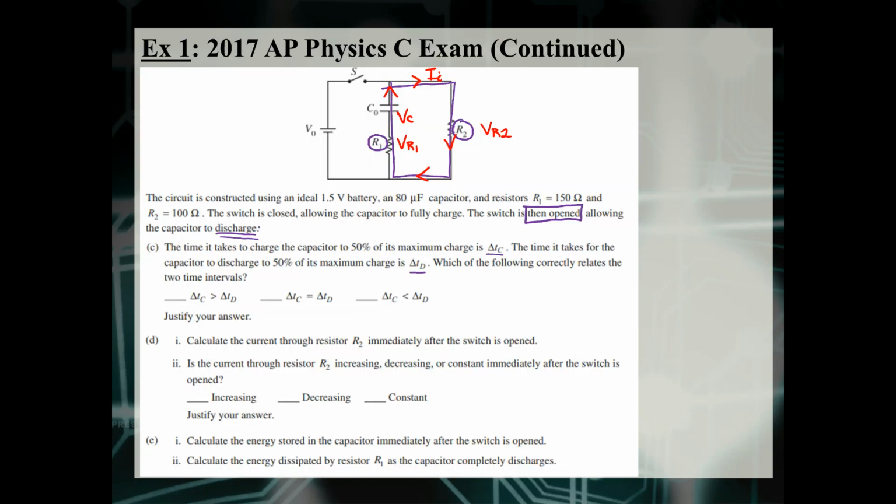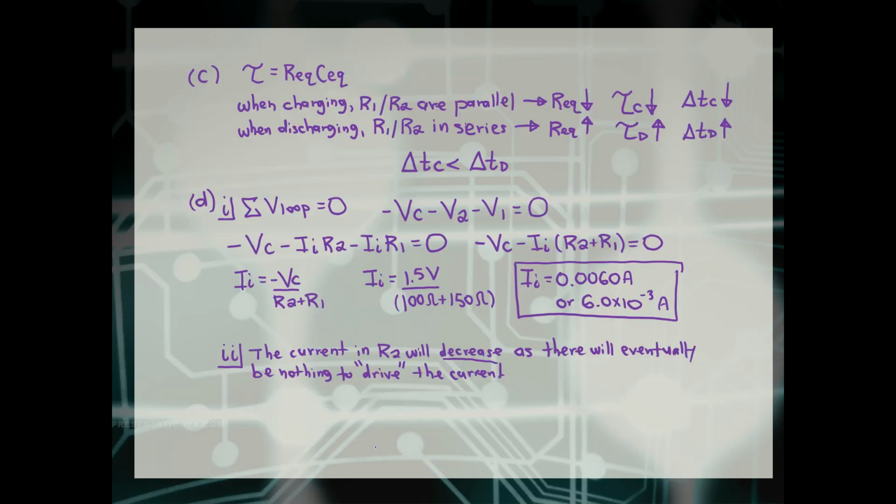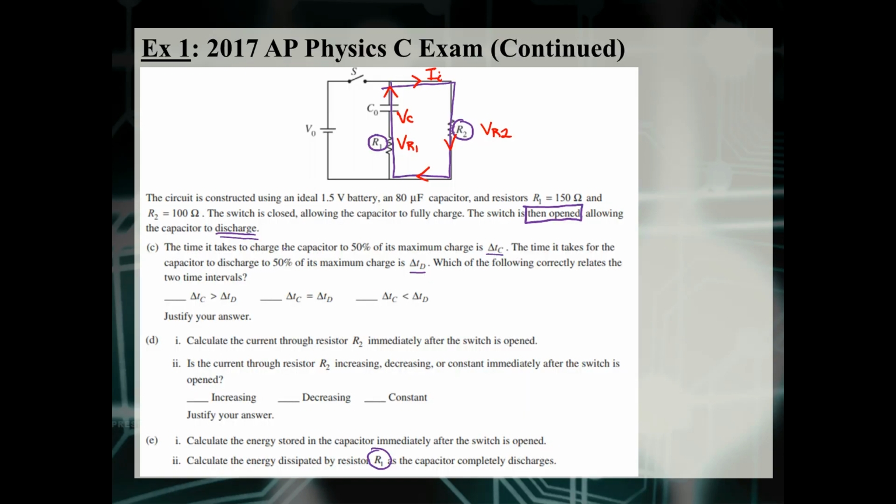Okay, this is actually a tricky question to do. It says calculate the energy dissipated by resistor 1 as the capacitor completely charges. We're going to have to use some logic to solve this one. So here's how you should think about this. Whatever energy is stored in the capacitor, as it discharges, this energy is then going to be given to the other two elements in the circuit.